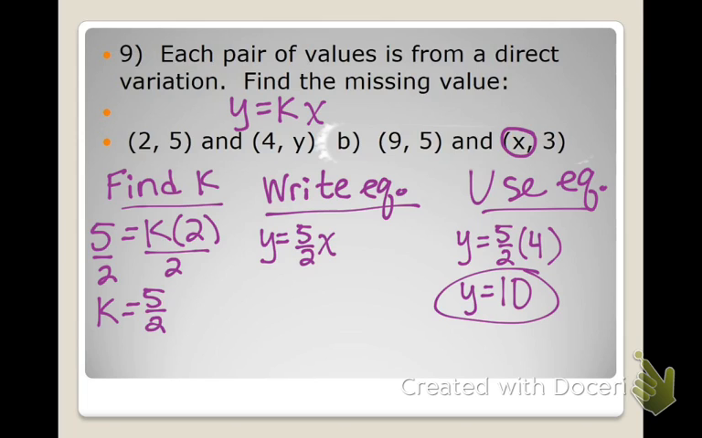So our process will be the same. Find k, write an equation, use the equation. It's just that we're looking for an x instead of a y in the end. So give that a try. We'll go over what we got in just a minute.